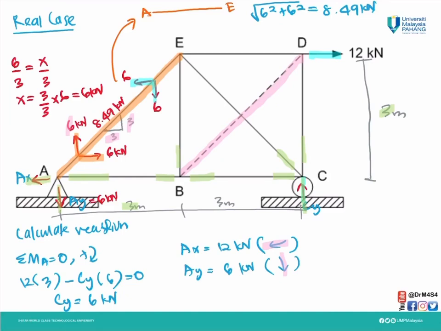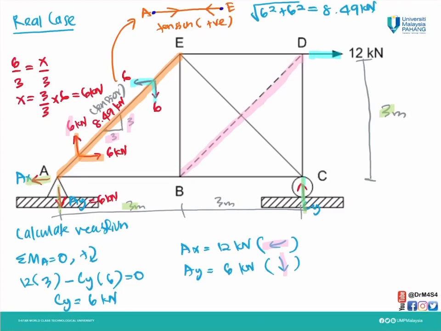How do we know if the member is in tension or compression? We take, for example, member AE. We know the force direction at joint A is going that way, and at joint E going that way. So this one is a tension force. Tension is positive. So this one is tension. We are done for member AE.